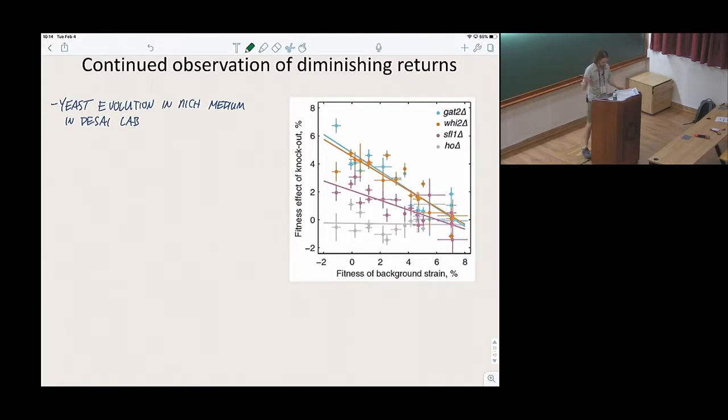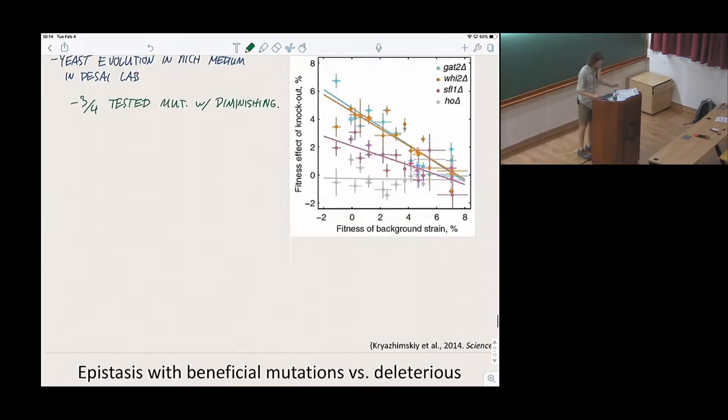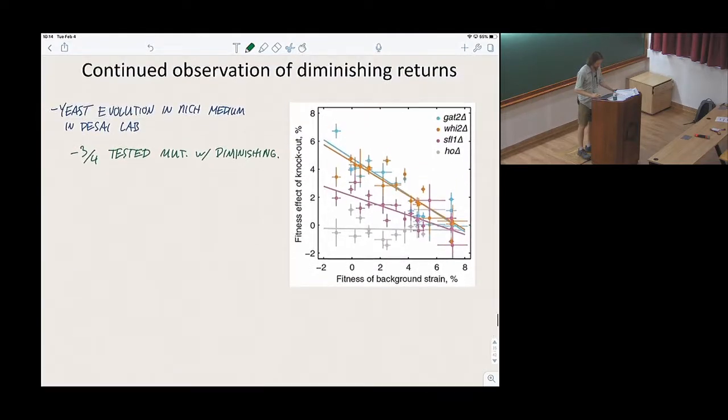in yeast work. This is work from Michael Desai's lab, where they introduced, they saw 3 out of 4 tested mutations with diminishing returns. And so I think now, there's been a fairly large body of papers that have been able to get at exactly this sort of thing.